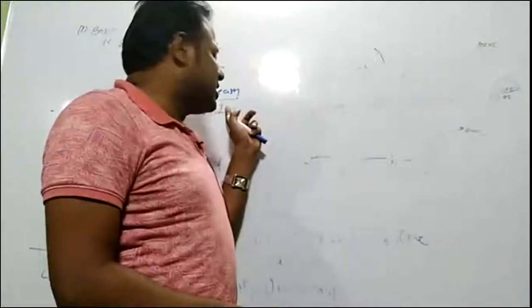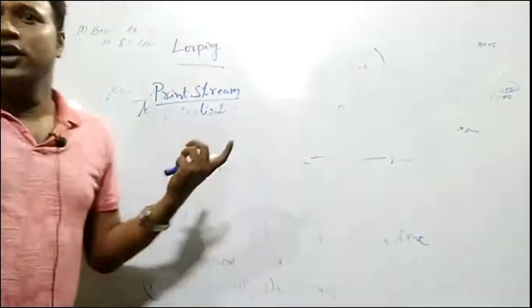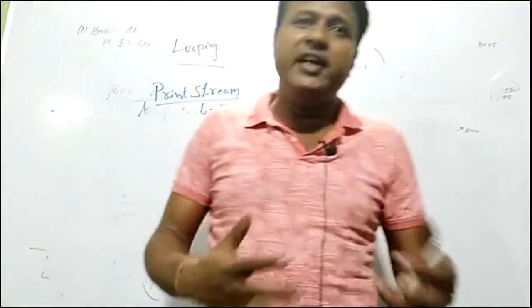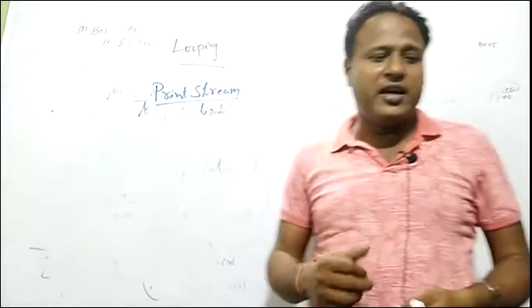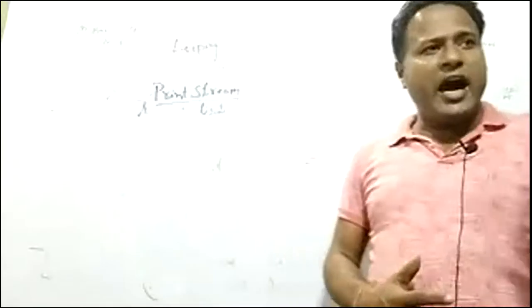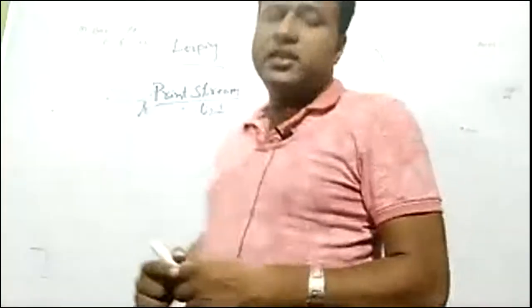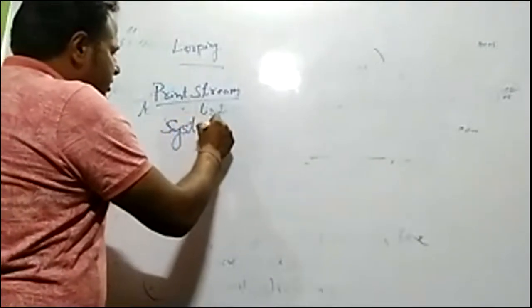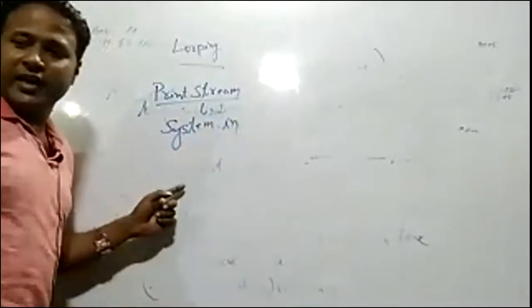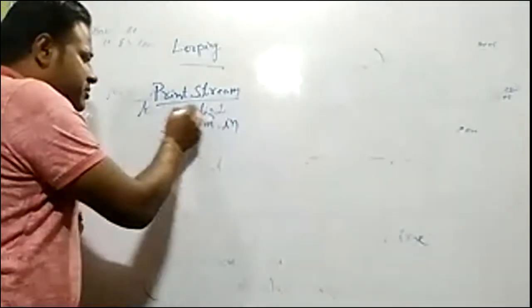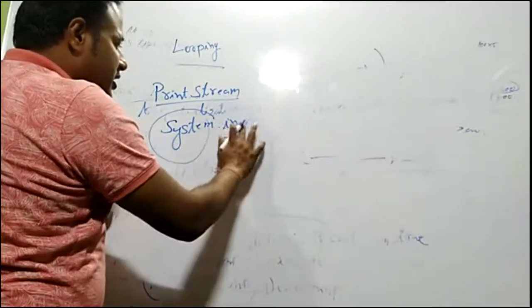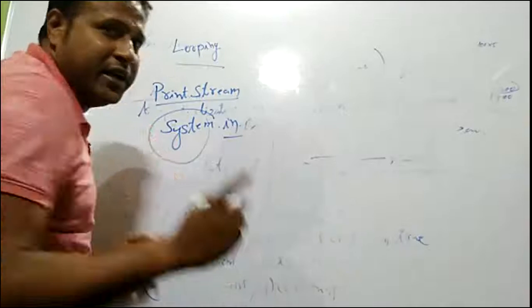Okay, the PrintStream is just like that. It is a class which is used to read and write the information. For reading and writing the information, we are using the PrintStream class. Under this PrintStream class, we have two variables. One is System.in, which is used for taking the keyboard input. System is a class, in is a variable, out is a variable, and println is a method.